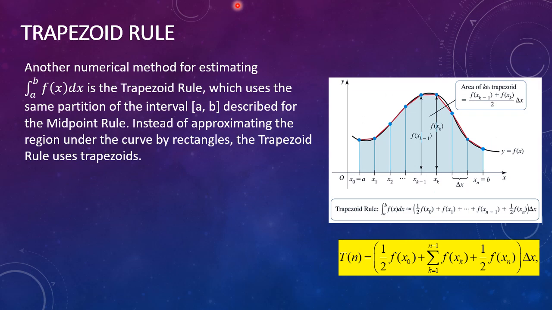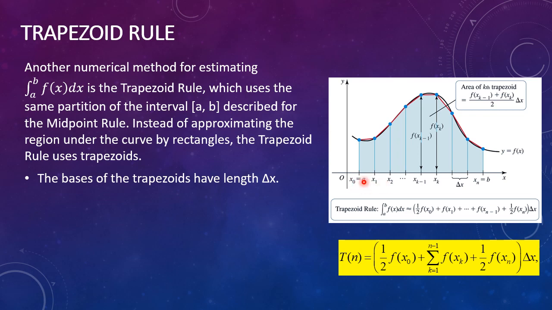Let's look at another rule, the trapezoid rule. Another numerical method for estimating the integral from a to b of f of x dx is the trapezoid rule, which uses the same partition of the interval ab described for the midpoint rule. Instead of approximating the region under the curve by rectangles, the trapezoid rule uses trapezoids. The bases of the trapezoids have the length delta x, which is the same as what we saw in the midpoint rule, right?